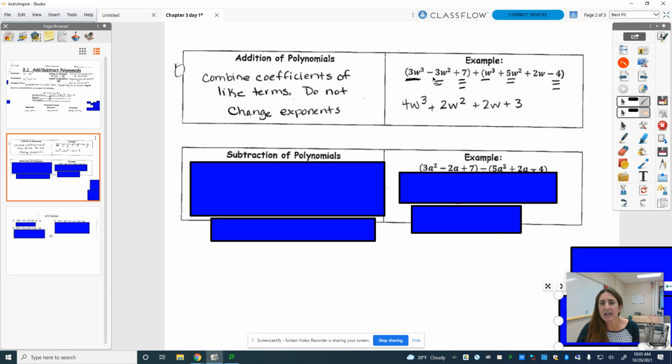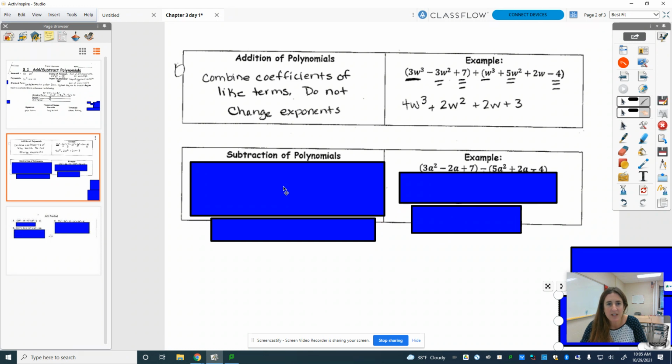Likewise, I'm going to take my negative 3w squared and put it with 5w squared. 5 take away 3 is 2. And then, I should probably put this 2w squared next because remember, they have to go in order from highest down to lowest. And then the 7 goes with -4 and makes 3 at the end.